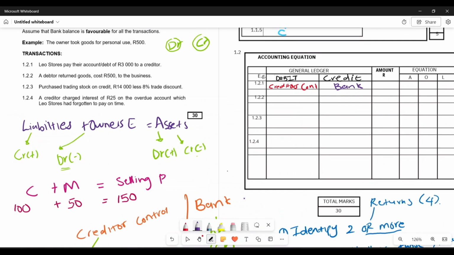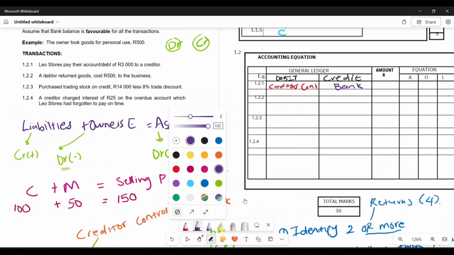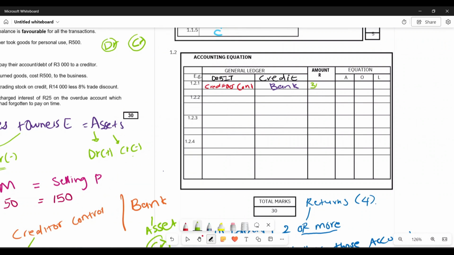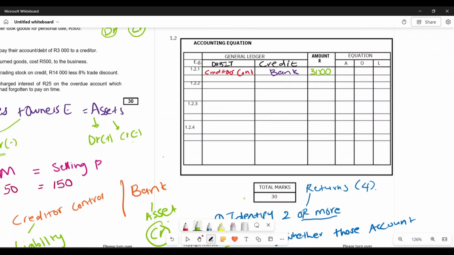Now remember, how much did I pay to this creditor? I paid them 3,000. So my amount here is 3,000. And remember, bank is an asset. As a result of me paying, my asset, which is bank, is going to decrease. So on my asset account, I'm going to say minus 3,000. And because I'm paying, the amount that I owe to my creditors would also decrease. So my liability would decrease by 3,000.